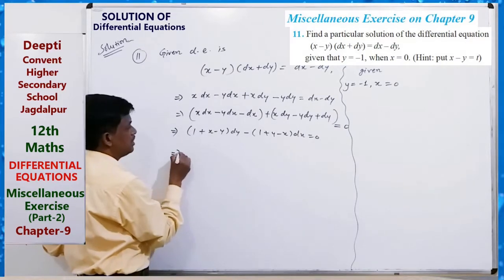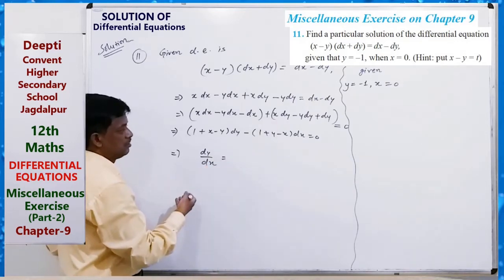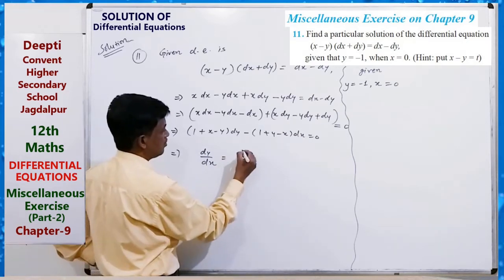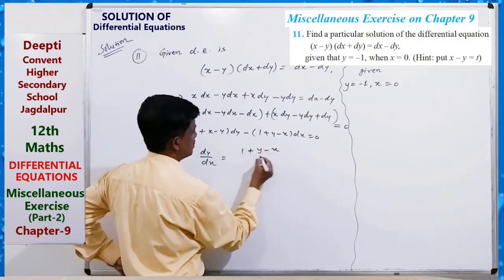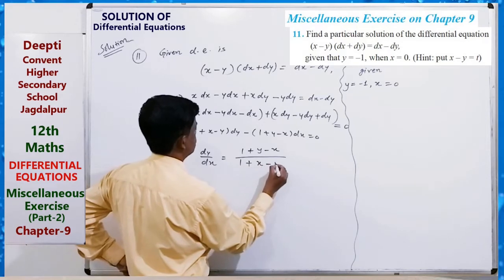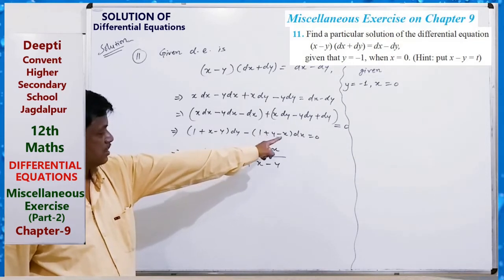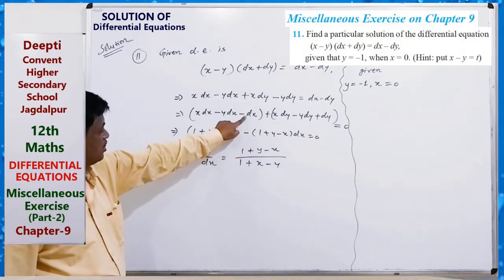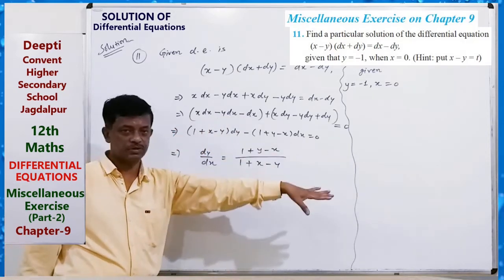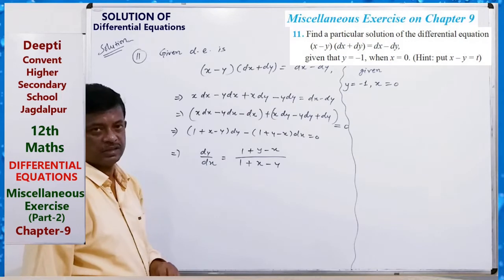So from here dy upon dx, just transfer to the right hand side. Take dx on the denominator on the left hand side, and then we get dy by dx equals to minus of (1 plus y minus x) upon (1 plus x minus y). Minus is common, so minus is transferred to the right hand side, so dy by dx equals 1 plus y minus x by 1 plus x minus y. Just we get like this.